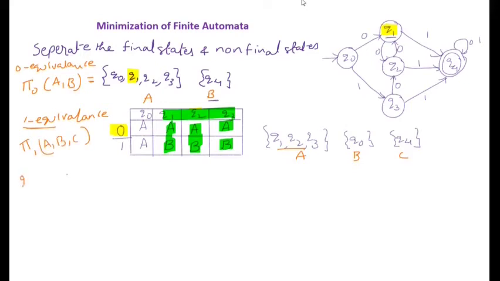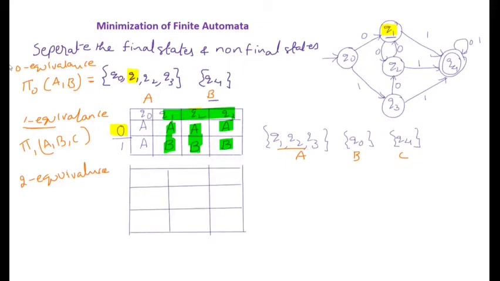Now we need to calculate 2 equivalence. In the 2 equivalence, it is decided which among Q1, Q2, Q3 are to be combined together and which are separate. For that we need a table. In this table, we write Q1, Q2 and Q3 and the inputs 0 and 1. Q1 on 0 is moving to the state Q2 and Q2 is in the group A, so we write A. Q1 on 1 is moving to the state Q4 and Q4 belongs to the group C, so we write C here.